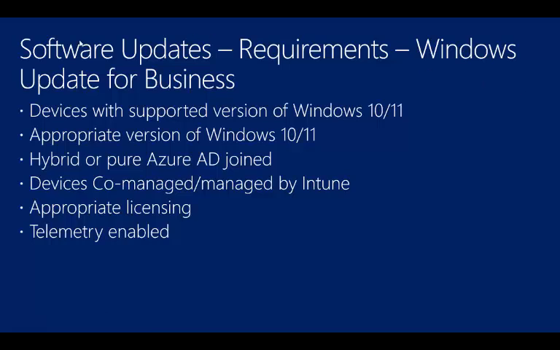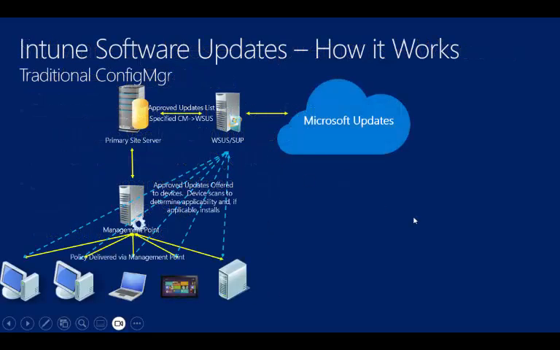Okay, before we get into showing this in the console, I wanted to do a couple of diagrams to compare and contrast. So what you see here is a traditional Configuration Manager infrastructure that would deliver software updates, very simple actually. Very often, the infrastructure is larger than this because of the number of primary sites and so forth, right?